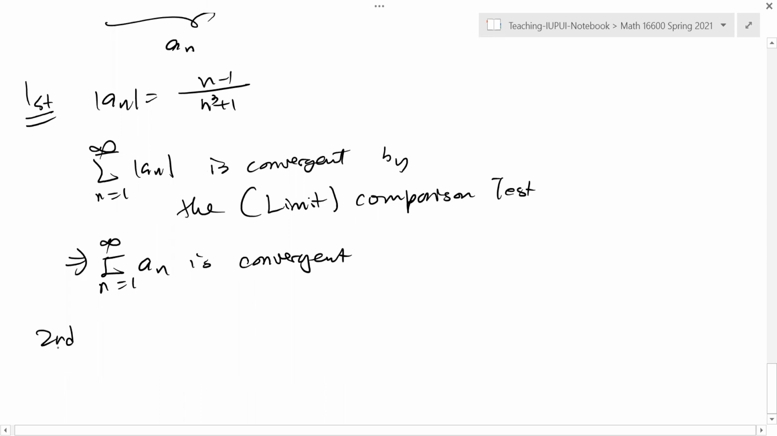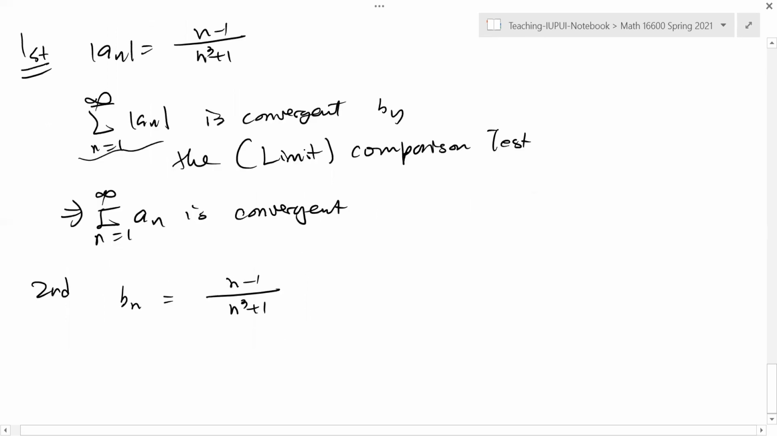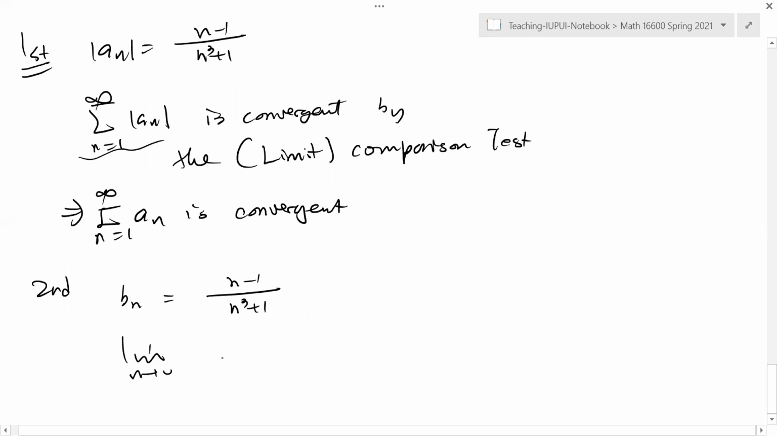You can only apply a comparison test to the series like that. You remove the negative sign, right? Now the second method is alternating series. You have to prove that this is decreasing, and the limit is going to be 0. It's obvious, okay? The limit is going to be 0 because the denominator is a polynomial of degree 3.